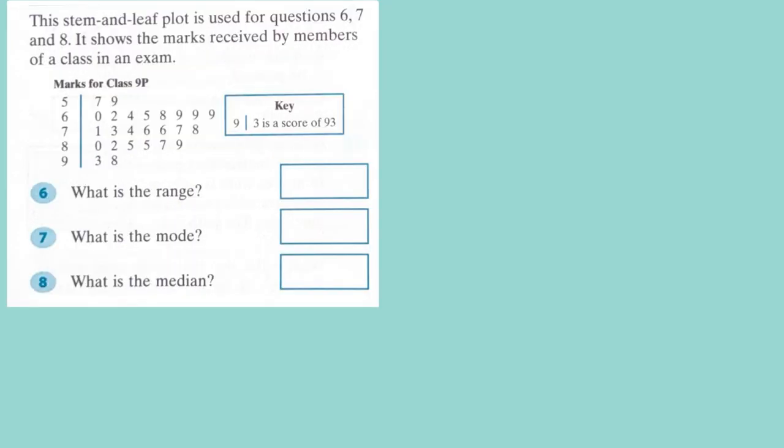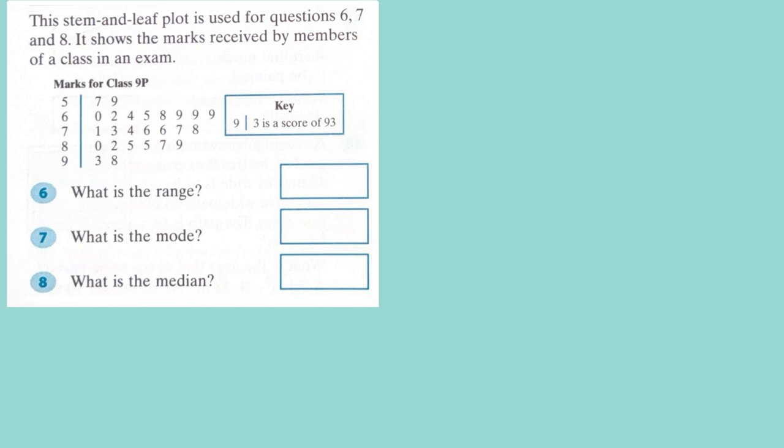This is a stem and leaf plot, and it's used for questions 6, 7, and 8. And it shows the marks received by members in a class in an exam. So what does that 5, 7 mean? It means that someone got 57 and someone got 59 in their exam, and someone got 60, 62, 64, and so on. That's how you read it.